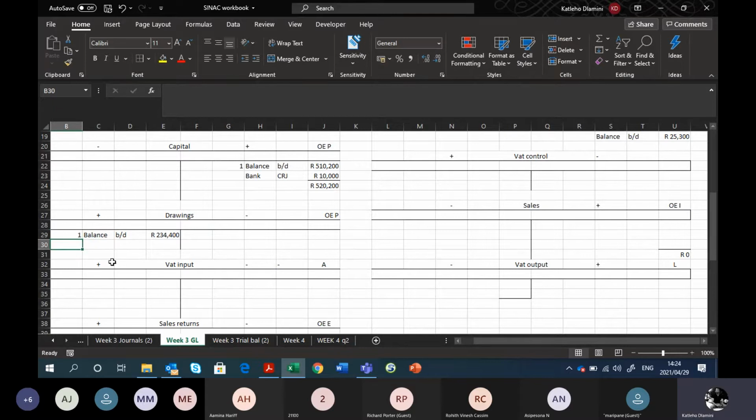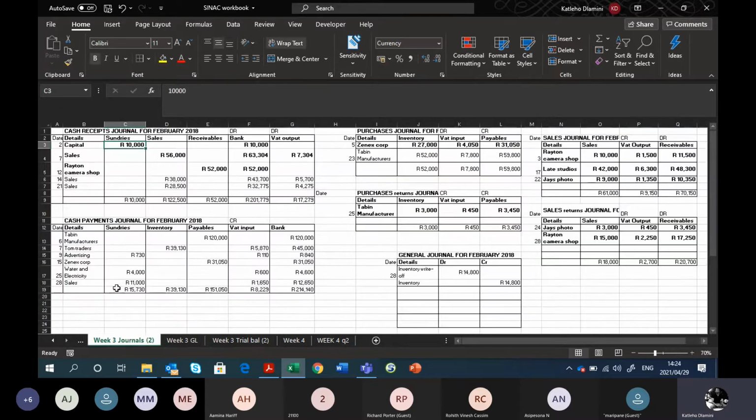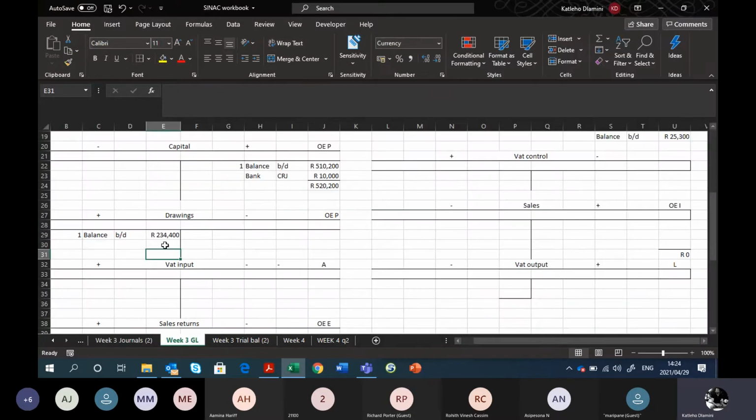On the first, okay. Let's see. Did we have any drawings? No, we did not have any drawings. So my drawing stays as it is. It doesn't change. So that's my drawings. I'm just going to do that, and then put a line down here.